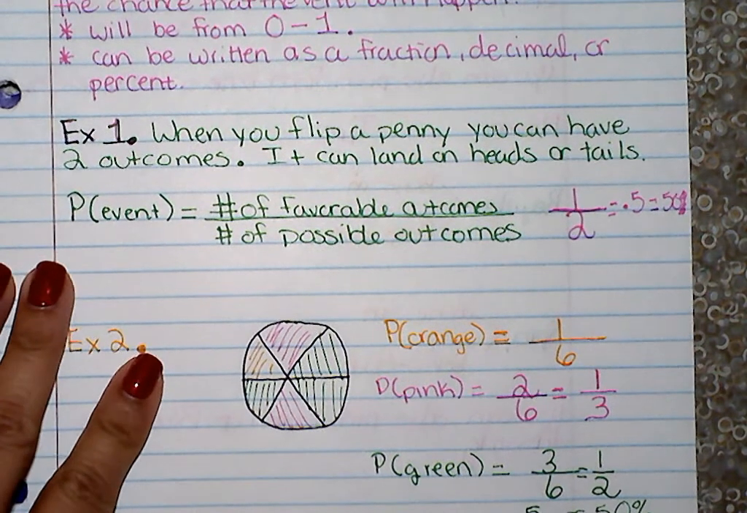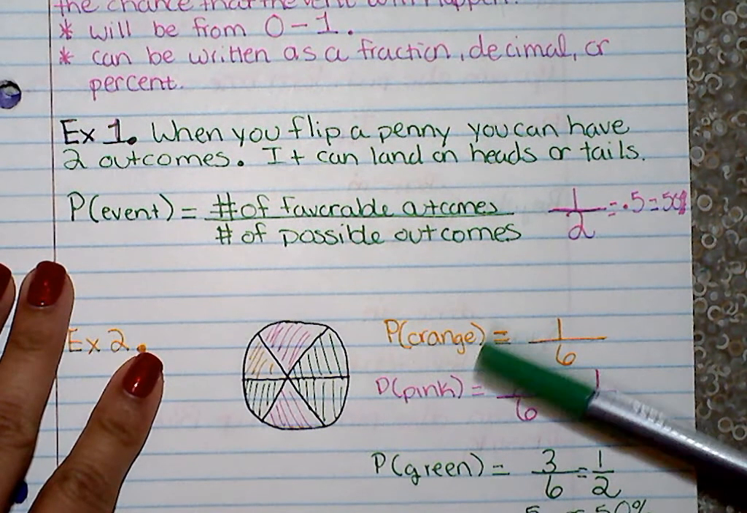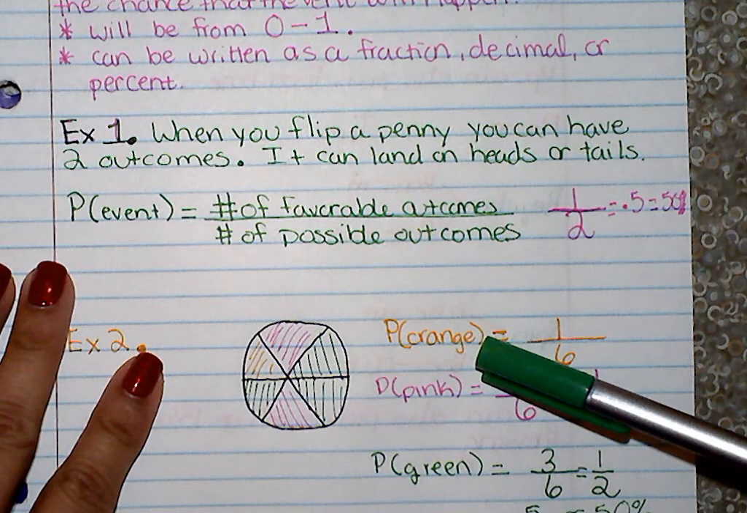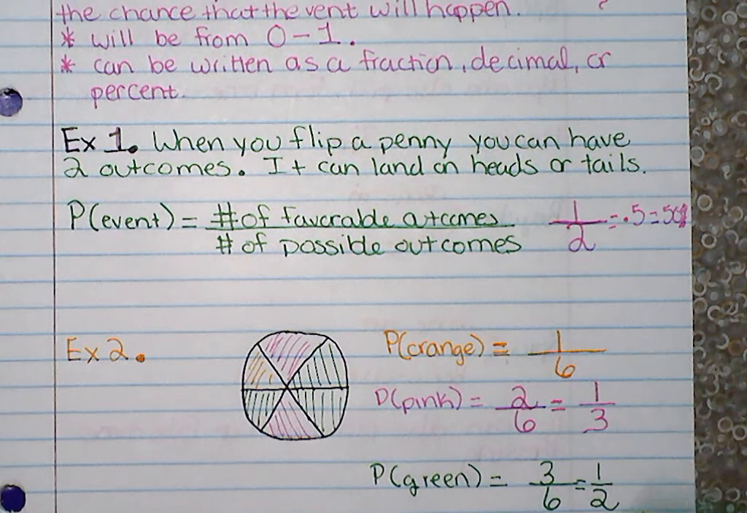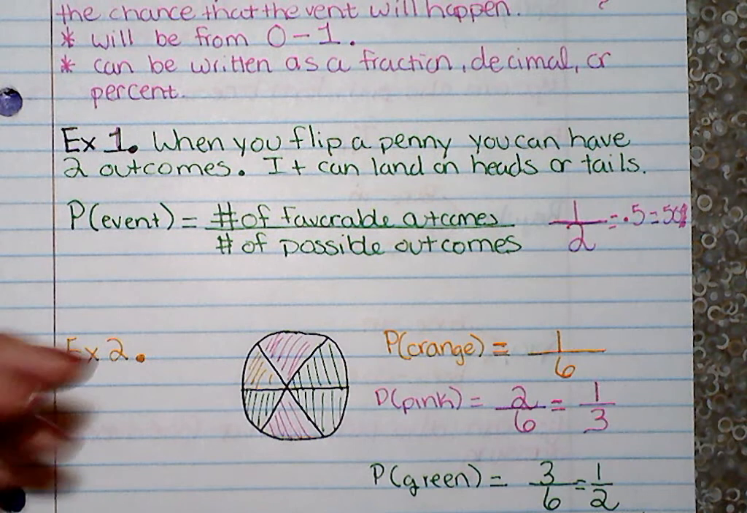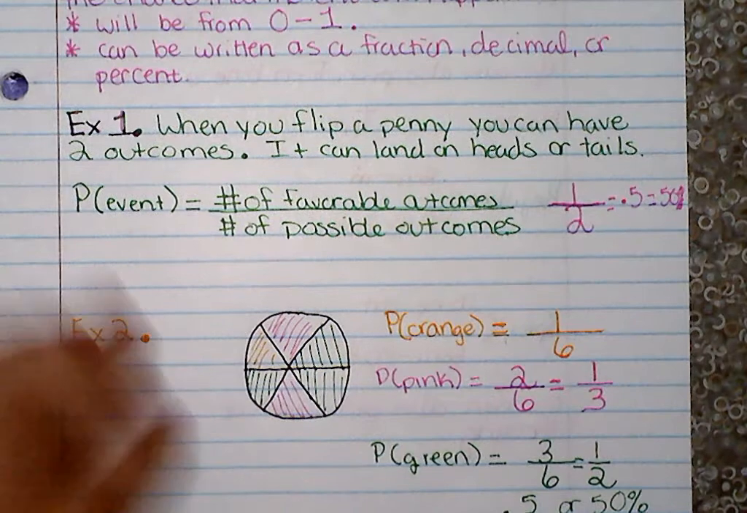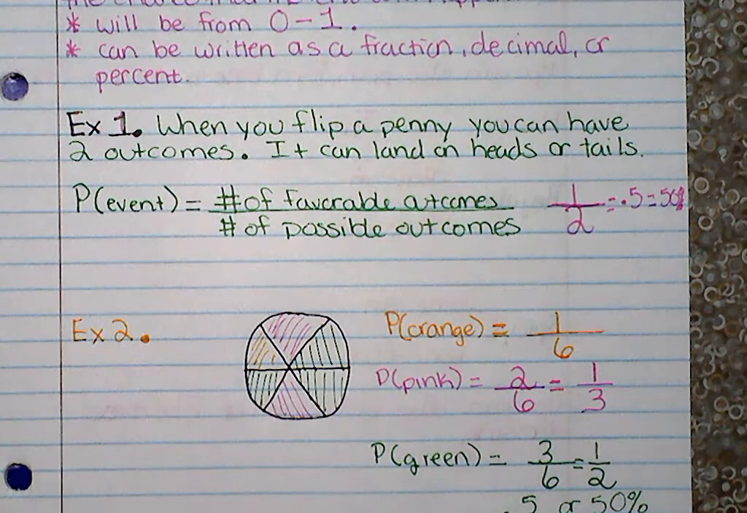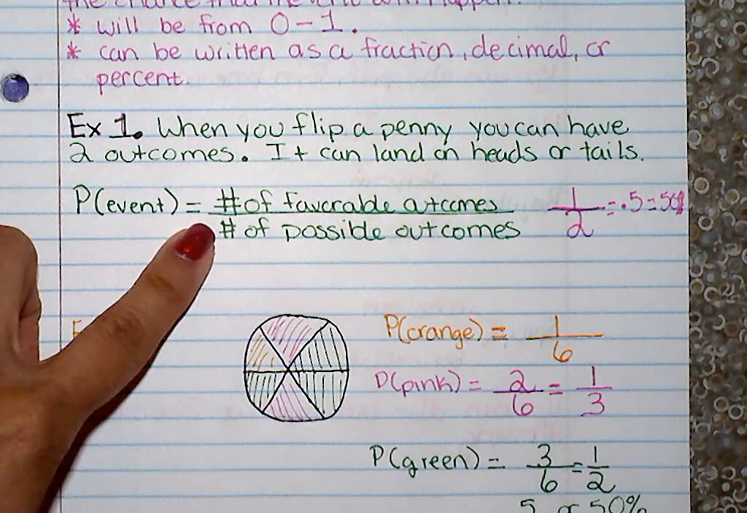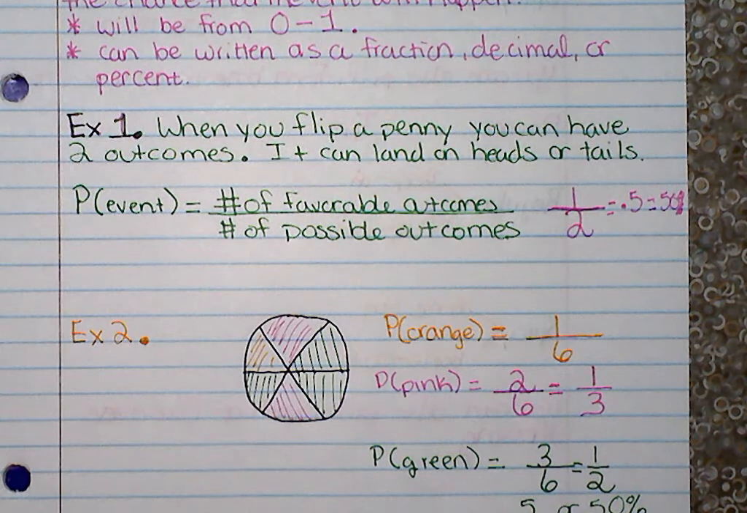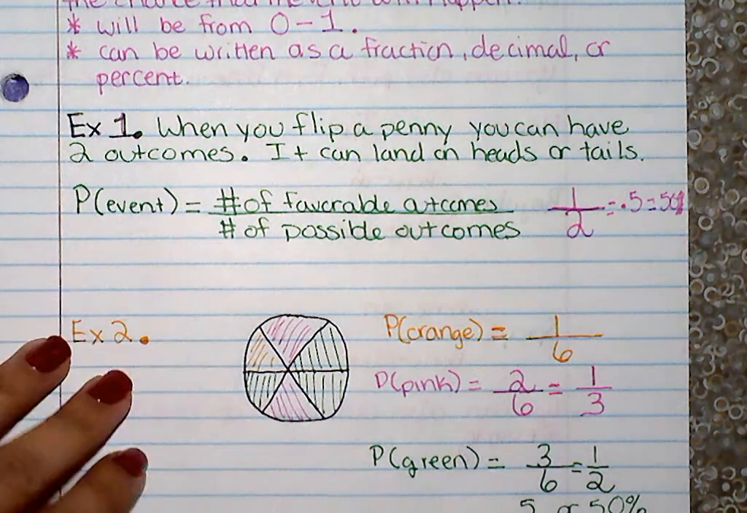Okay, so we've talked about the event. The event is what we're looking for. We've talked about probability. It's the actual number given to that event. Favorable outcomes is what we're looking for. Possible outcomes is the total thing happening. Let's move on. We're going to talk about sample space.